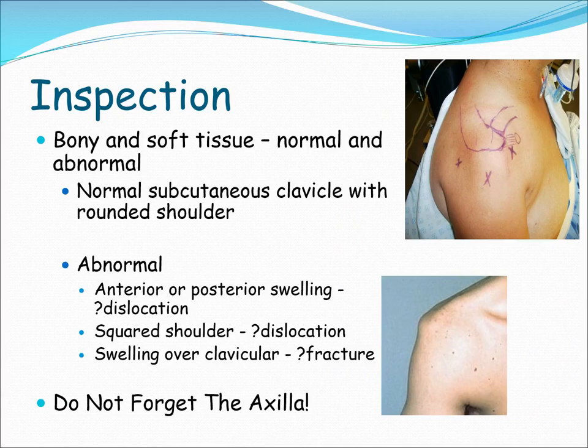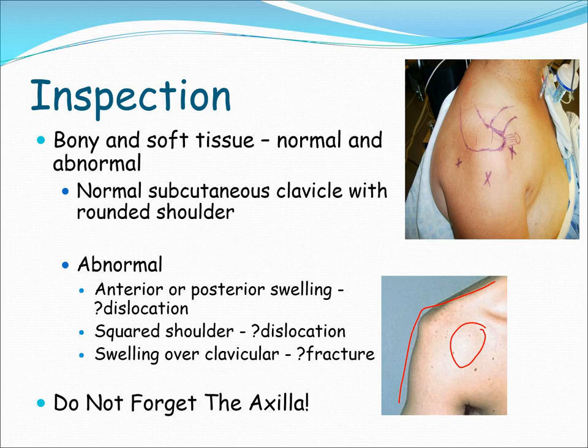Inspection should also assess the bony landmarks, such as the clavicle and the acromion, as this may give you a clue to the underlying pathology, as seen in this photograph in the bottom, where we can see squaring off of the shoulder, which may be associated with dislocation. We can see the anterior aspect of the shoulder swollen to suggest the humeral head is sitting anteriorly inferiorly, but this may also just be wasting of the deltoid.